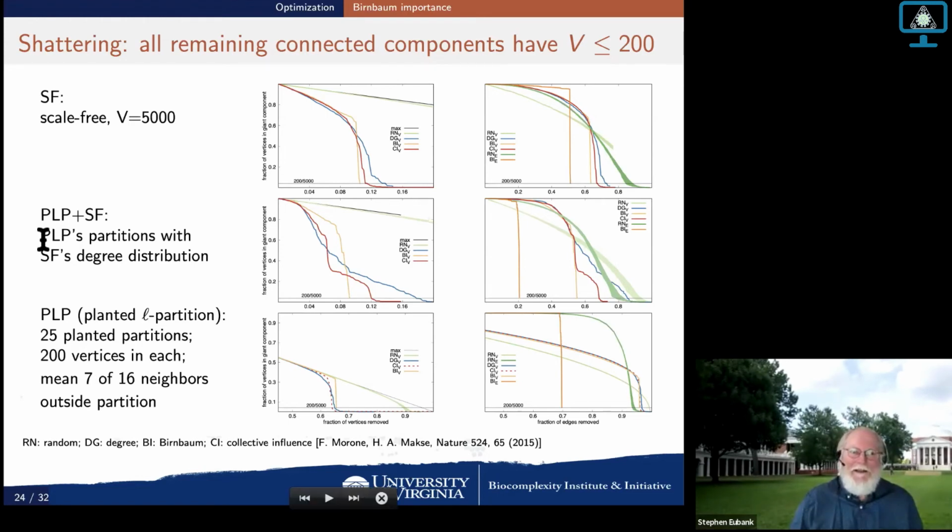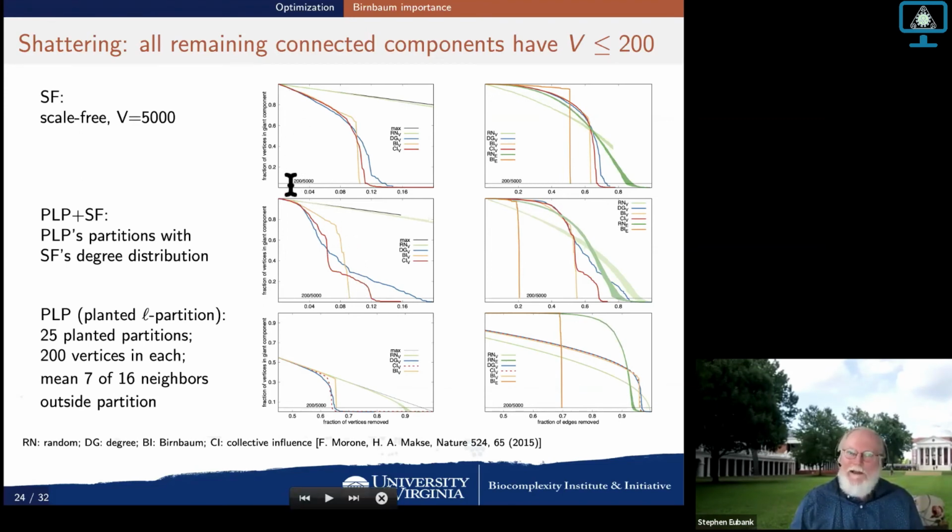the original network. And this one is a combination of the two, which has the same number of partitions of the same size, but within the partitions and across the graph as a whole, the degree distribution is the same as this scale-free thing. I'm comparing against random cuts, random withdrawals of edges and nodes, degree-based ones, like the talk we had a couple of weeks ago, something using Birnbaum importance, which is the yellow curve, and something using an algorithm, a heuristic called collective influence, that claimed at the time to be optimal, but I wasn't exactly sure what they were optimizing, in my mind at least.